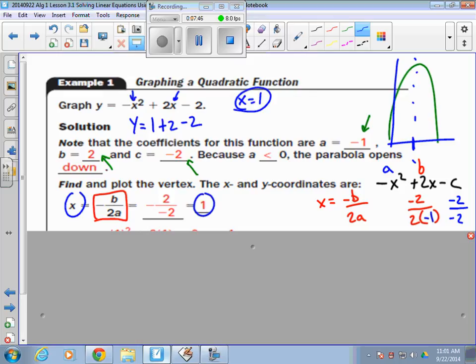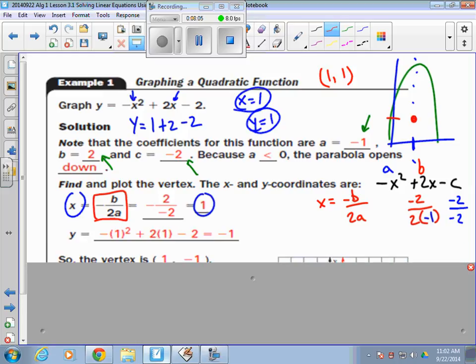1 plus 2 is 3. 3 minus 2. y's value is 1. So now we have an ordered pair. We have x comma y, 1 comma 1. That is going to be our vertex at 1, 1. So at 1, 1 is as high as that thing's going to go. So right there, this next line was finding the y value.